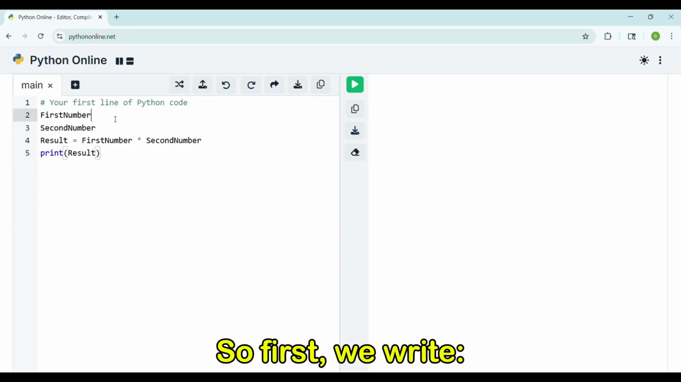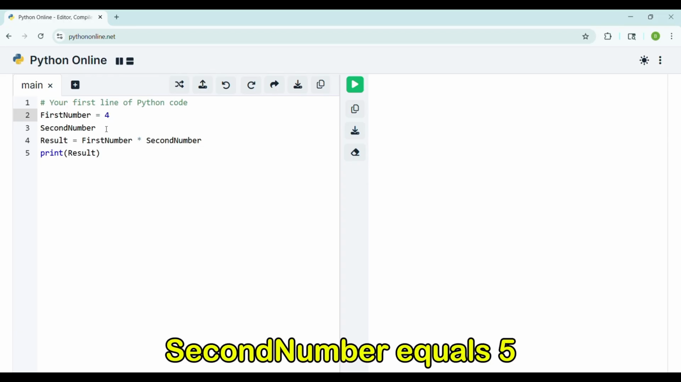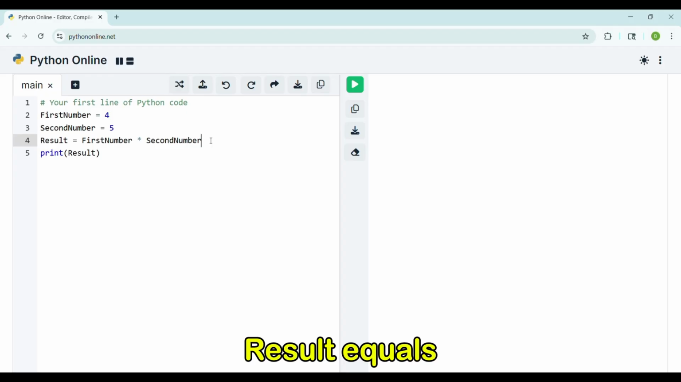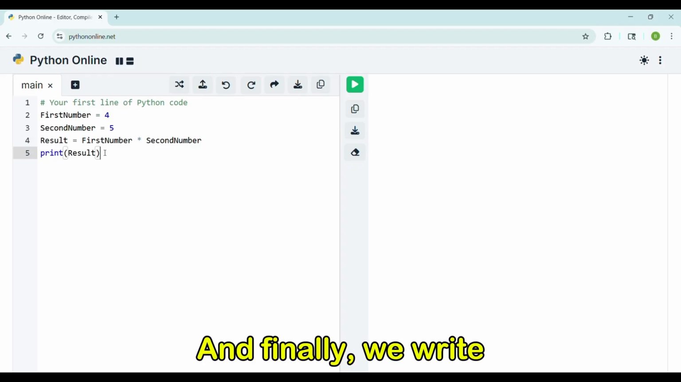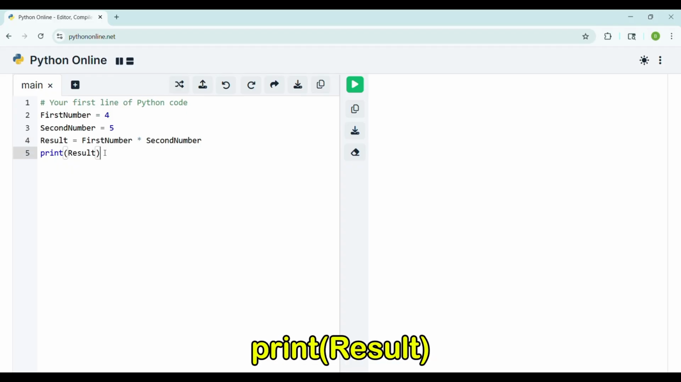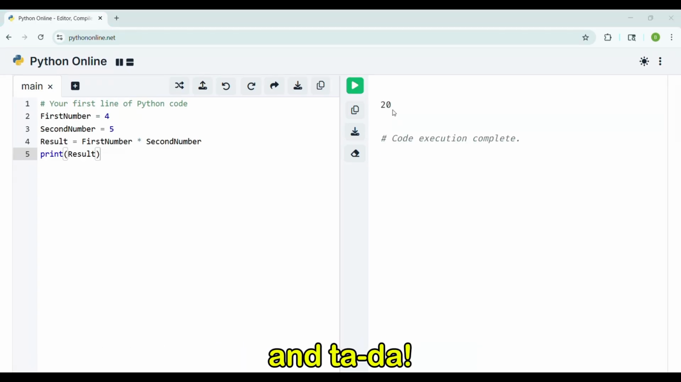So first, we write first number equals 4. Then we write second number equals 5. Next, we write result equals first number multiplied by second number. And finally, we write print, open parentheses, result, close parentheses. All right, now let's hit run and see what happens. And ta-da! It gave us 20.